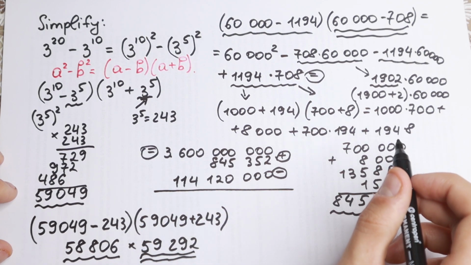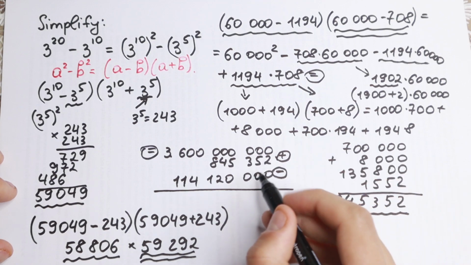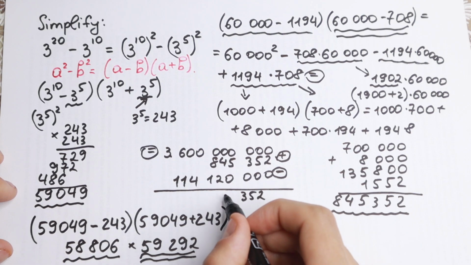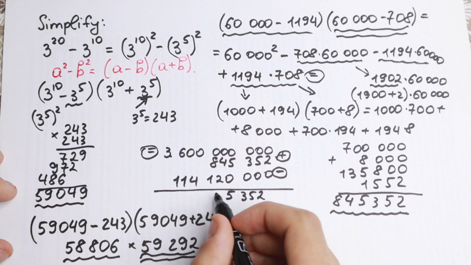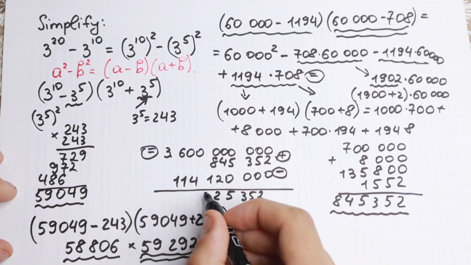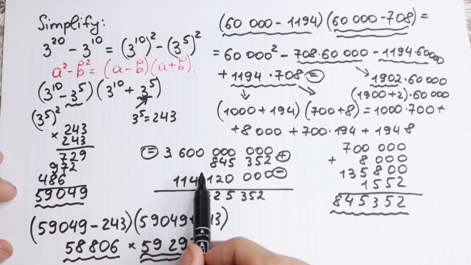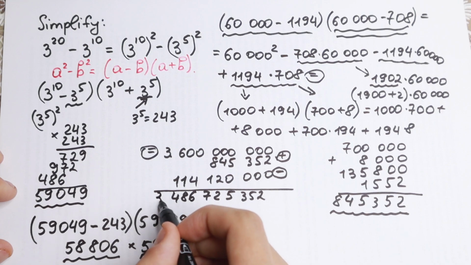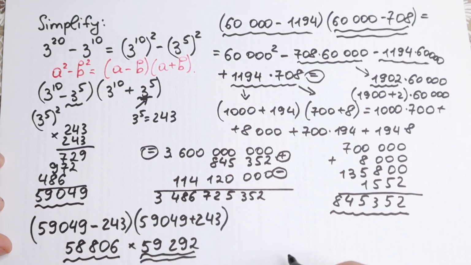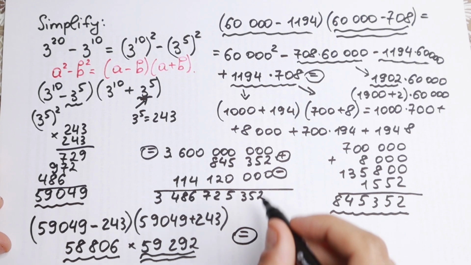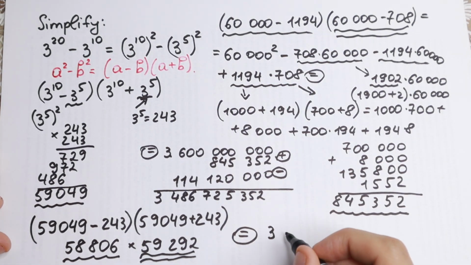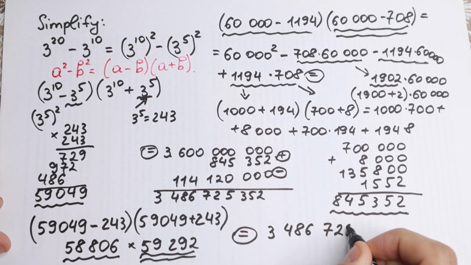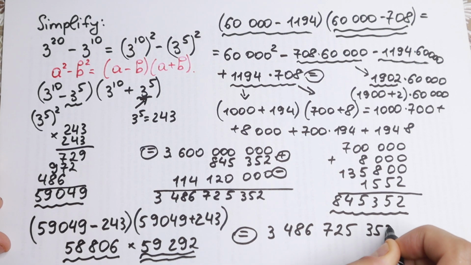We need to do our final step right here. We add and we subtract 0, so 352 we have. Right here we add 5, so we still have 5. We subtract 4 minus 2, we have 2. Right here we subtract, we have 7. Right here we subtract as well, we will have 4, 8, 6, and this 3 in the beginning. So this will be our final answer. So our final answer from here will be 3,486,725,352.